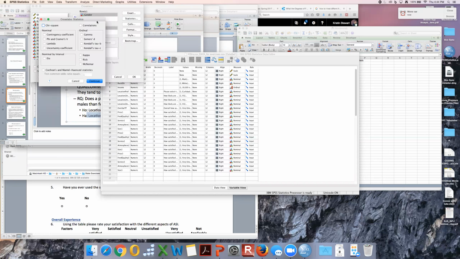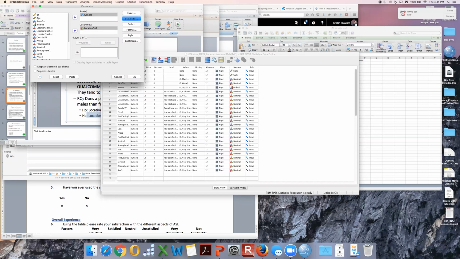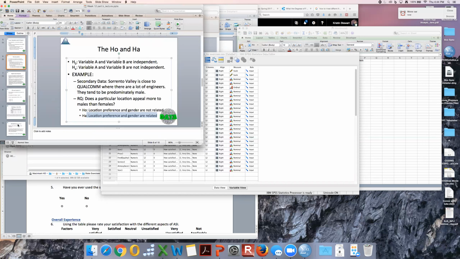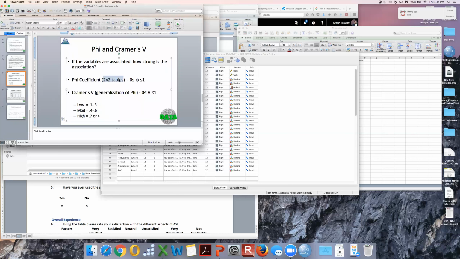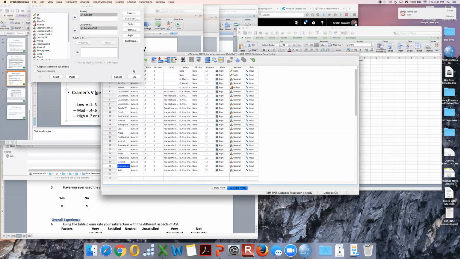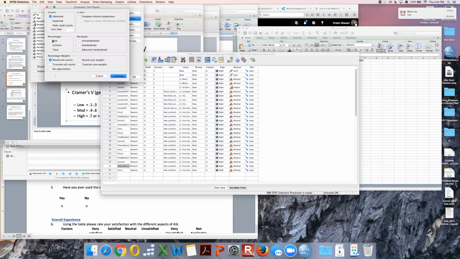Now I need to go into statistics and make it do my chi-square test of independence and my phi and Cramer's V test of strength. As I said in class, the phi is for a 2x2 table, rows, columns, and so we had a 2x3. And so I hit cells as well and make sure I put the percentages out just because it makes it easier to see. I wonder if this is going to freeze on me and shut down. It does that sometimes.